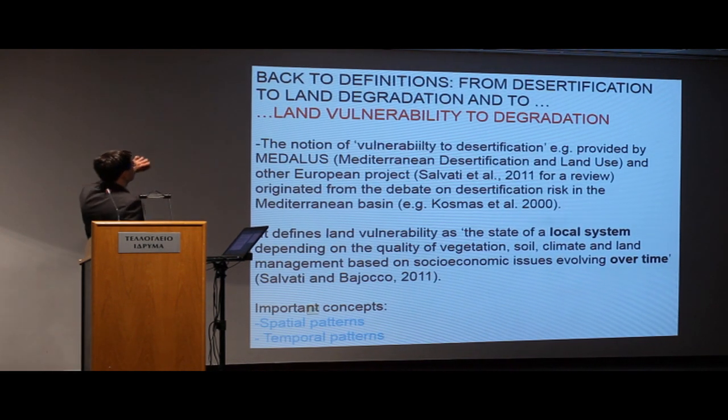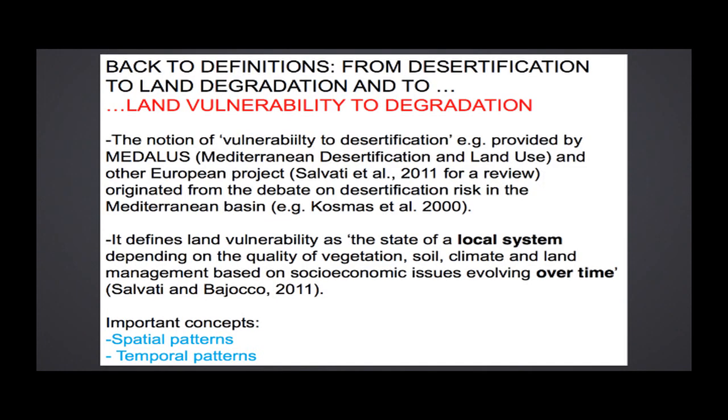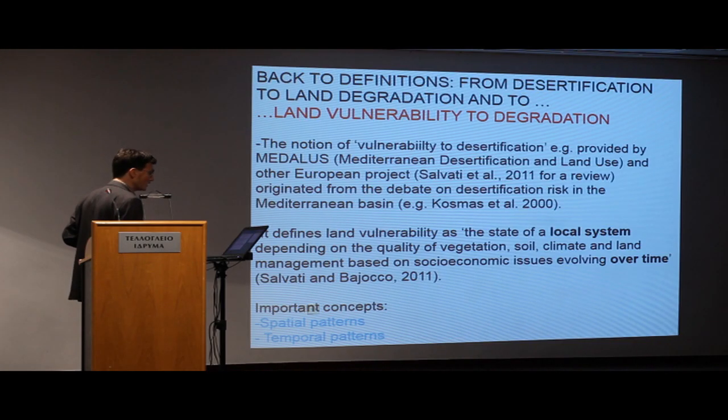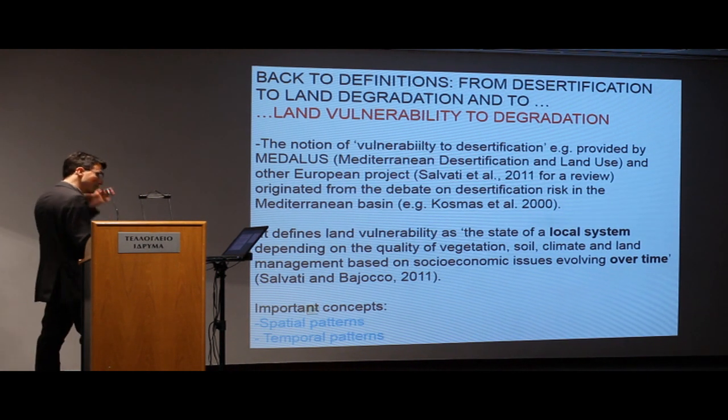So just one slide to come back to the definition. I want to provide you another definition, not for land degradation, not for desertification, but for land vulnerability to desertification, which is the state of a local system depending on the quality of vegetation, soil, climate, and land management based on socioeconomic issues evolving over time. So in this definition, you can find two important concepts. The first one is space and spatial variations, and the second one is time and temporal patterns, of course.